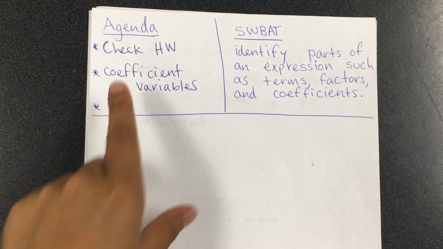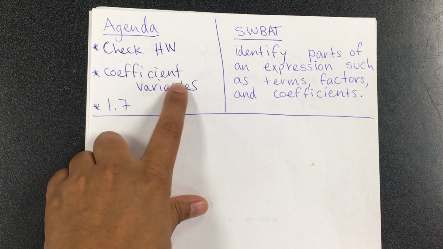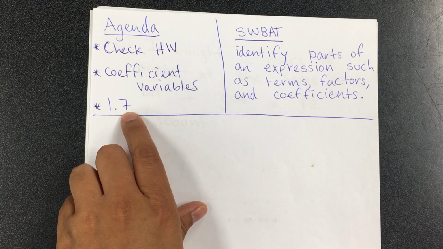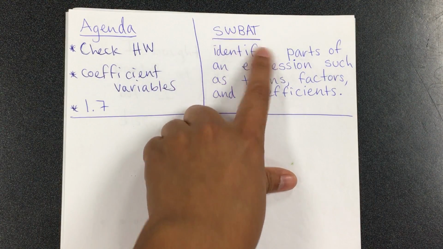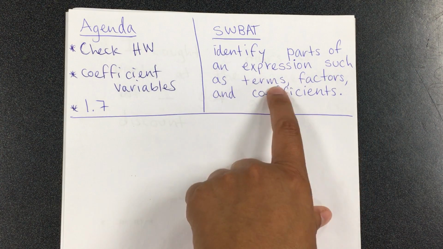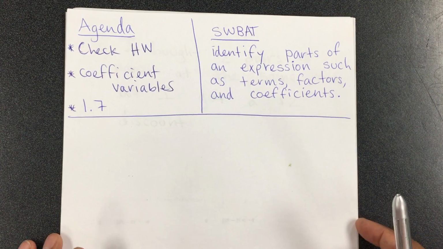Hello students, today's agenda is to check homework. We'll be working on coefficient variables and you will be able to work on 1.7. Today students will be able to identify parts of an expression such as terms, factors, and coefficients.